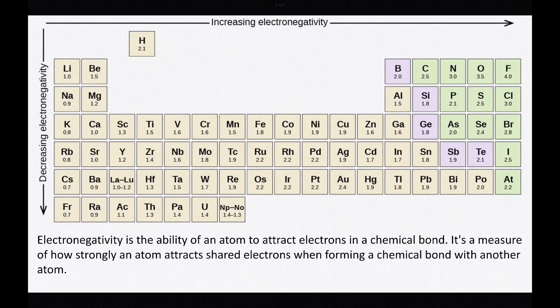Now, this is a very different chart from the periodic table. The periodic table represents the atomic mass, the atomic number, and the symbol. Here, the electronegativity chart shows the electronegativity values of the different elements in the periodic table. Hydrogen has 2.1. Lithium, 1. Beryllium, 1.5. Boron, 2. Carbon, 2.5. Nitrogen, 3. So on and so forth up to the end of this periodic table.